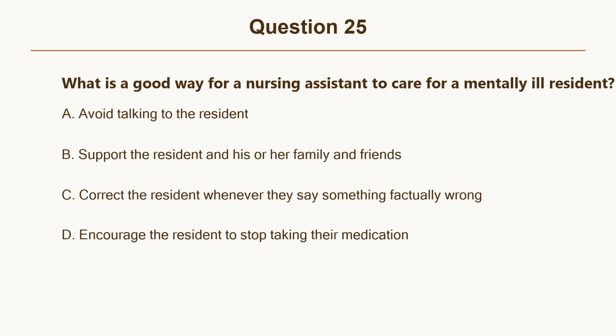Question 25. What is a good way for a nursing assistant to care for a mentally ill resident? Option A, avoid talking to the resident. Option B, support the resident and his or her family and friends. Option C, correct the resident whenever they say something factually wrong. Option D, encourage the resident to stop taking their medication. The correct answer is option B, support the resident and his or her family and friends.